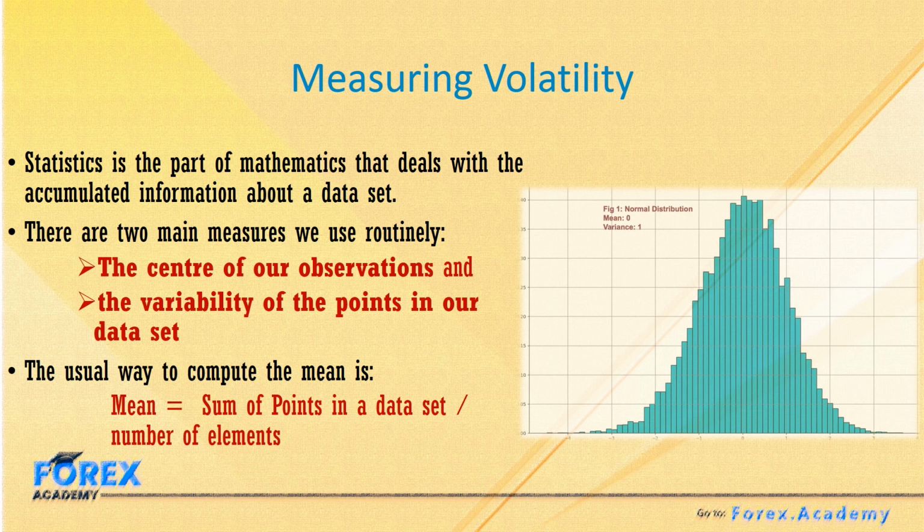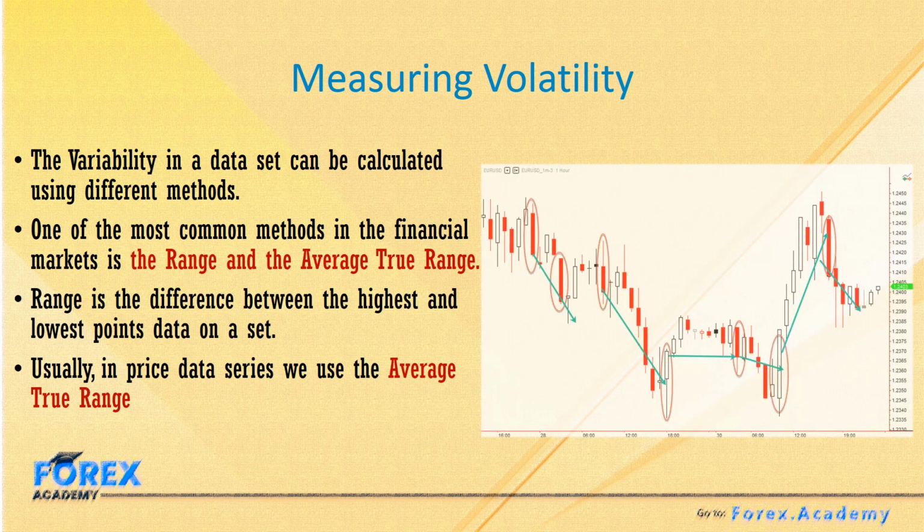There are several ways to compute that center. The most common is what we call the mean. The mean is the average of the dataset. It is computed by adding all elements of a set and dividing by the number of elements. The variability of the dataset may be calculated using different methods. Two main ways used in financial markets are the range and the variance.